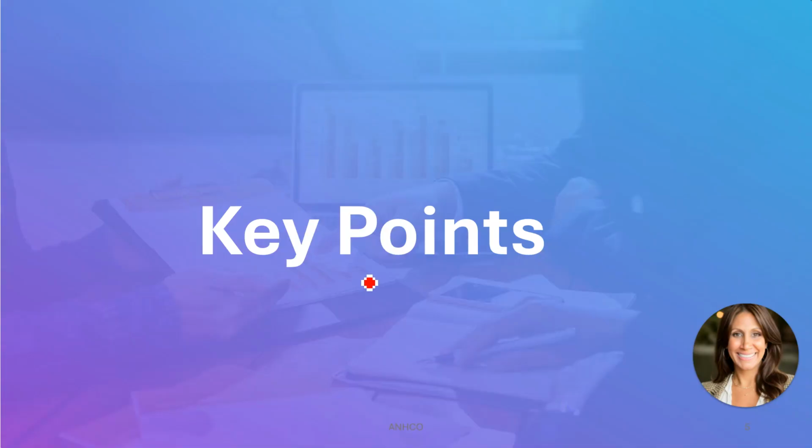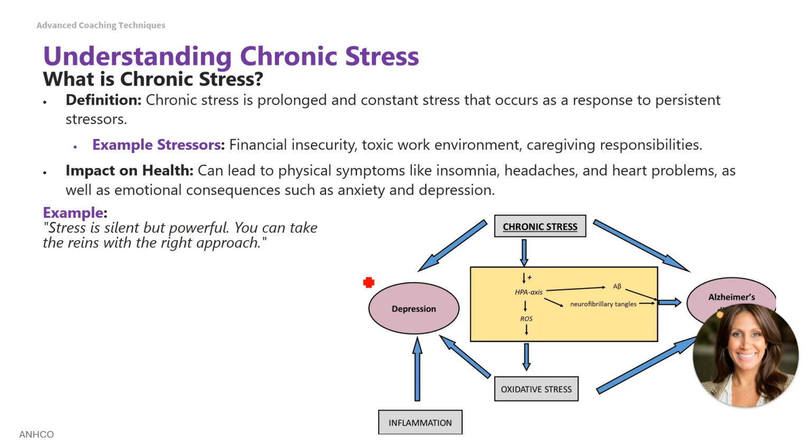Here are some key points of learning. Understanding chronic stress. What is chronic stress? Chronic stress is prolonged and constant stress that occurs as a response to persistent stressors. Example stressors might include financial insecurity, toxic work environments, or caregiver responsibilities. The impact on health. This can lead to physical symptoms like insomnia, headaches, and heart problems, as well as emotional consequences such as anxiety and depression. Stress is silent but powerful. You can take the reins with the right approach.